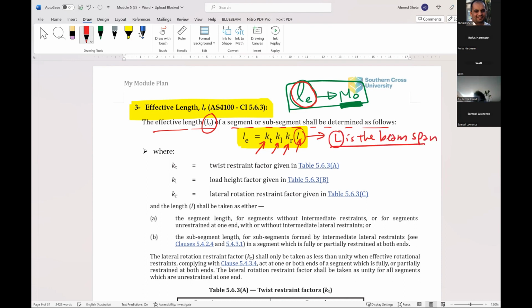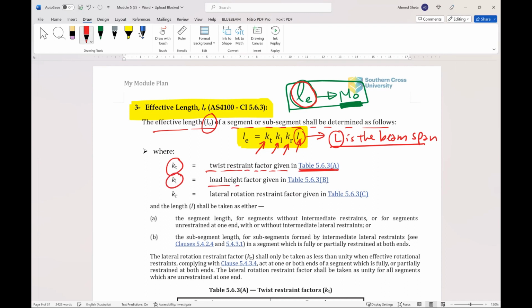This is the easy one. KT is the twist restraint factor given in table 5.6.3a. KL is the load height factor given in table. KR is the lateral rotation restraint factor given in table. So tables 5.6.3, 1, 2, 3 are used to calculate the factors needed to calculate L effective.